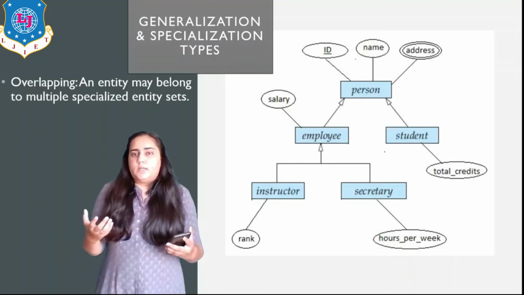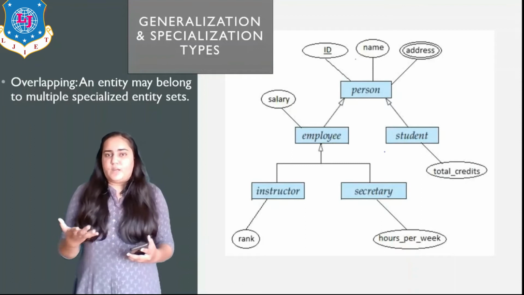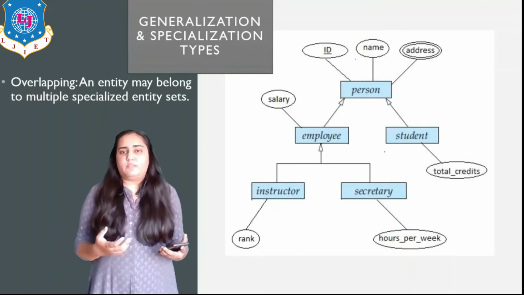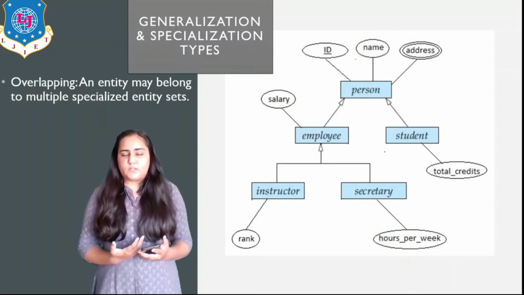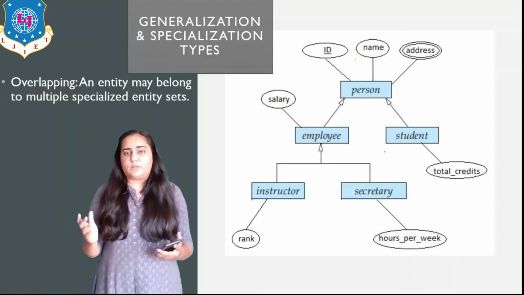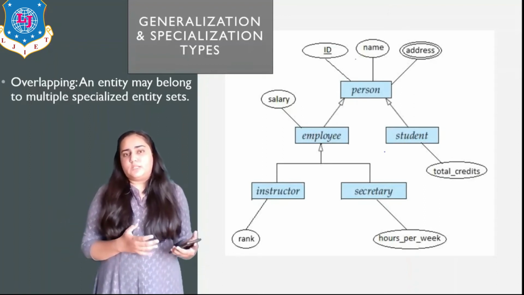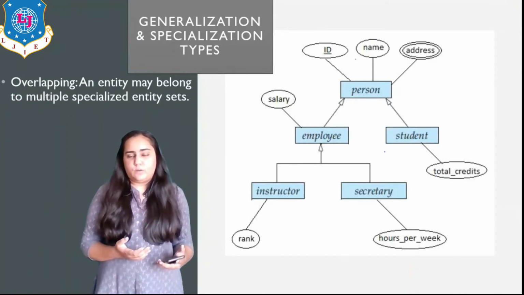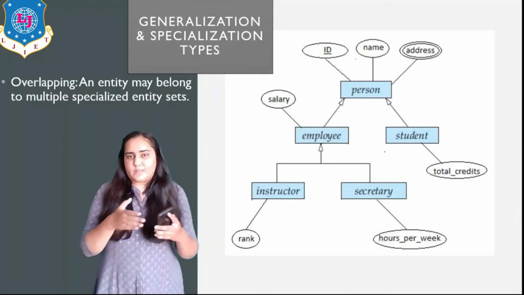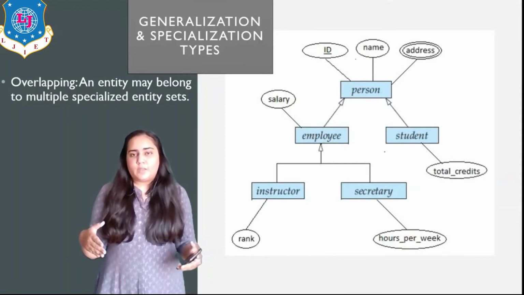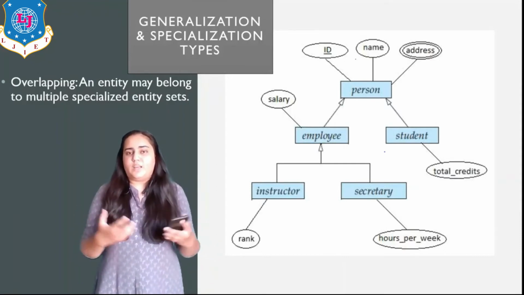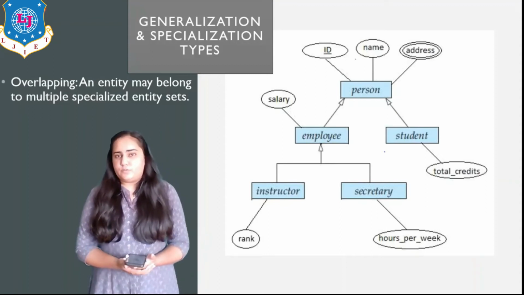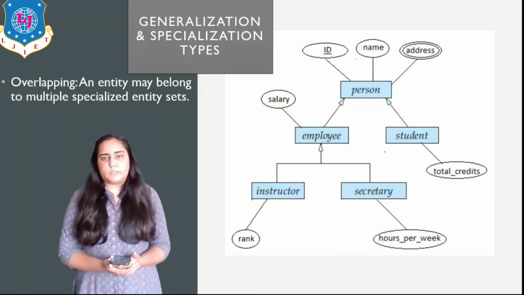And let's just take an example. If you have a student ABC who is a student as well as an employee, then the data of ABC will be present not just in the student table, but also in the employee table. So such a generalization or specialization, where although you have separated two entities, there are some overlappings between them, is known as an overlapping generalization or specialization.